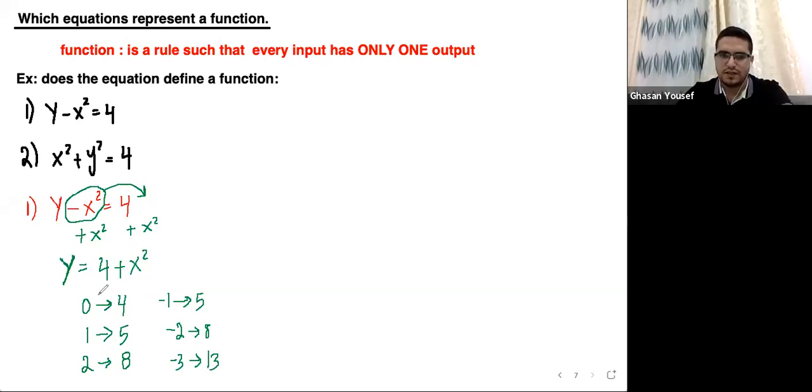So as I see here, every input has only one output. The 0 has 1 output. The 1 has 1 output. The 2 has 1 output. Minus 1 has 1 output. Every element has 1 output. So yes, this is representing a function, I can say.